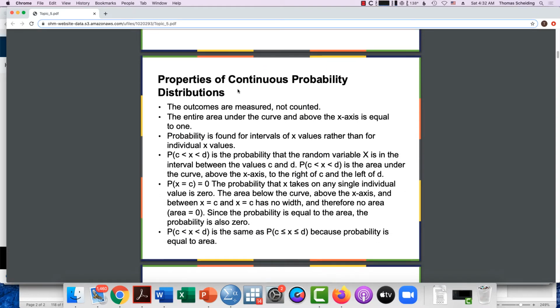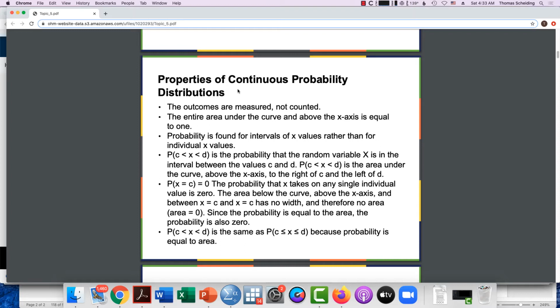Characteristics. Well, the outcomes are measured, they're not counted, meaning in this case we're measuring the probability of the outcome occurring. If we added up the area under the curve, it has to equal 1 because everything has to have happened in that time period, meaning 100% probability for all of the activities.